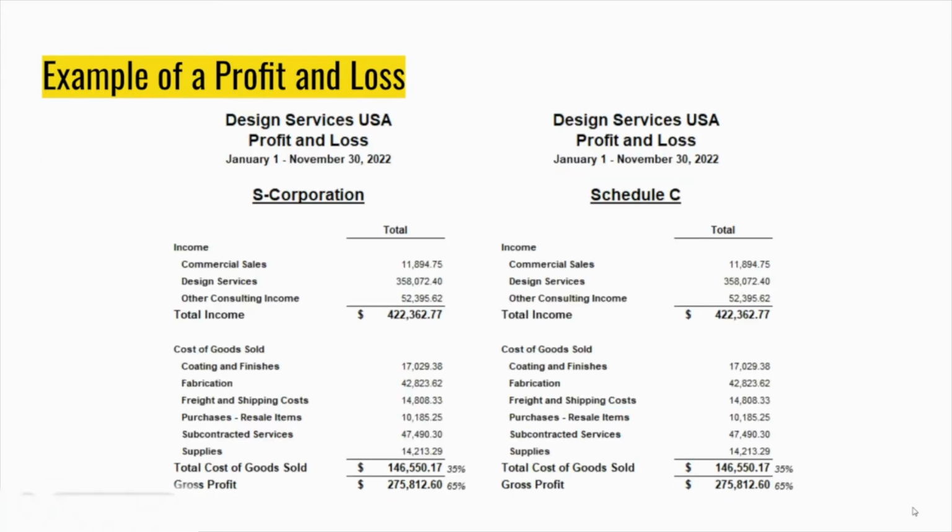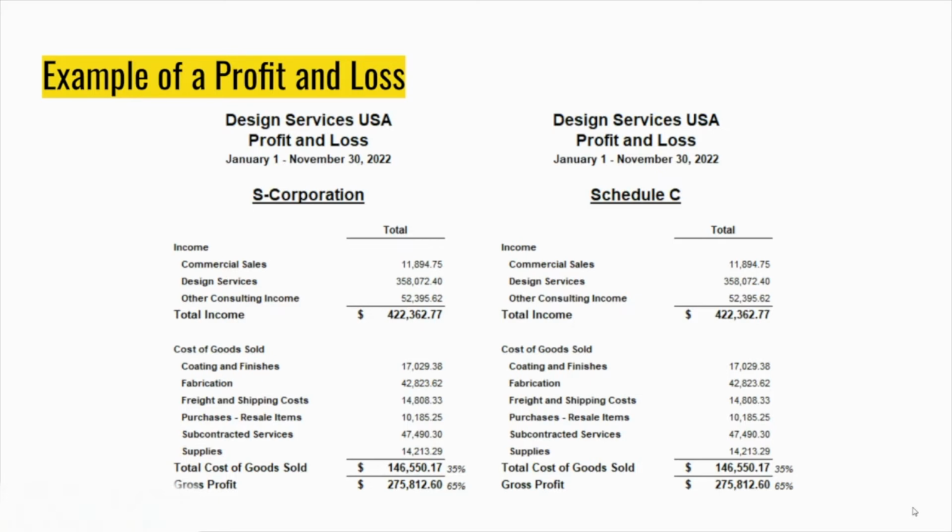So here's just a general example. On the left is an S corporation profit and loss. On the right is a sole proprietor, single member LLC profit and loss. Same company, but we're assuming different scenarios of what entity type that company would be. In this first slide, we're showing total income or gross revenue, and then the cost of goods sold section.